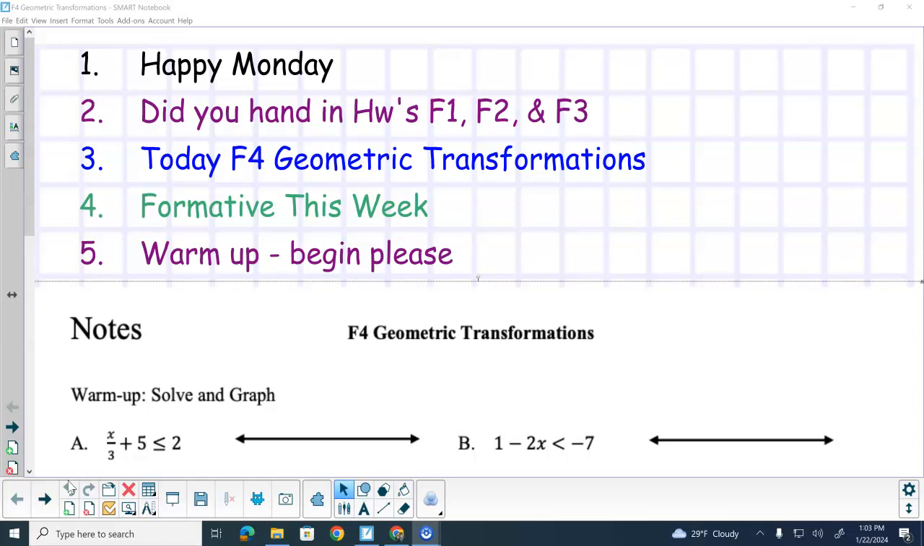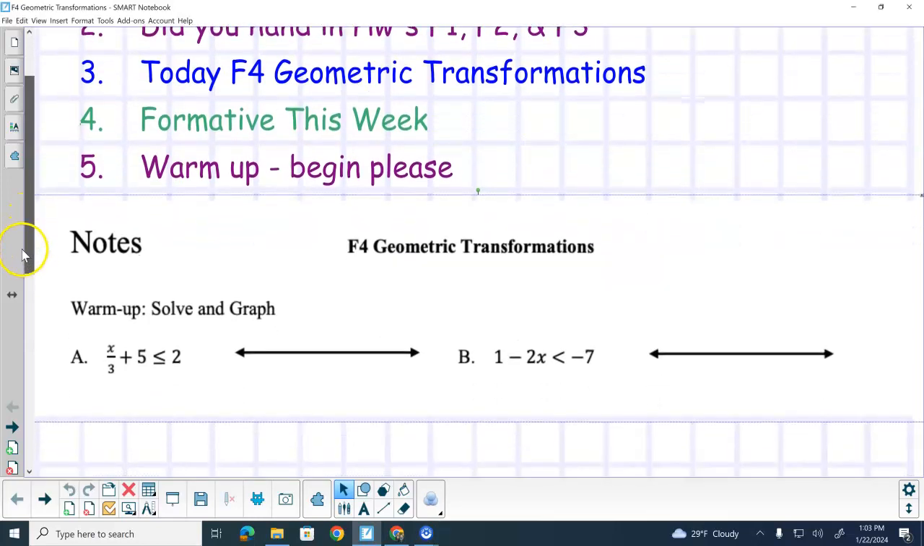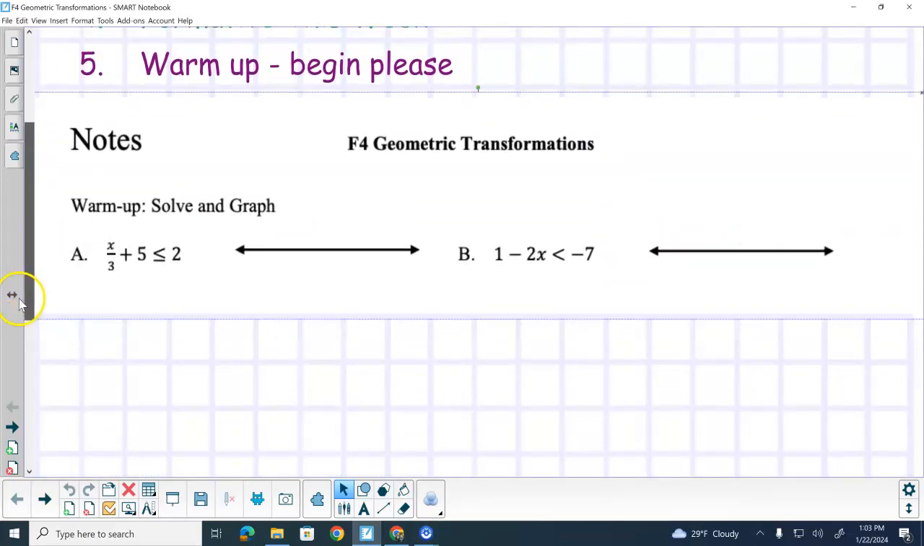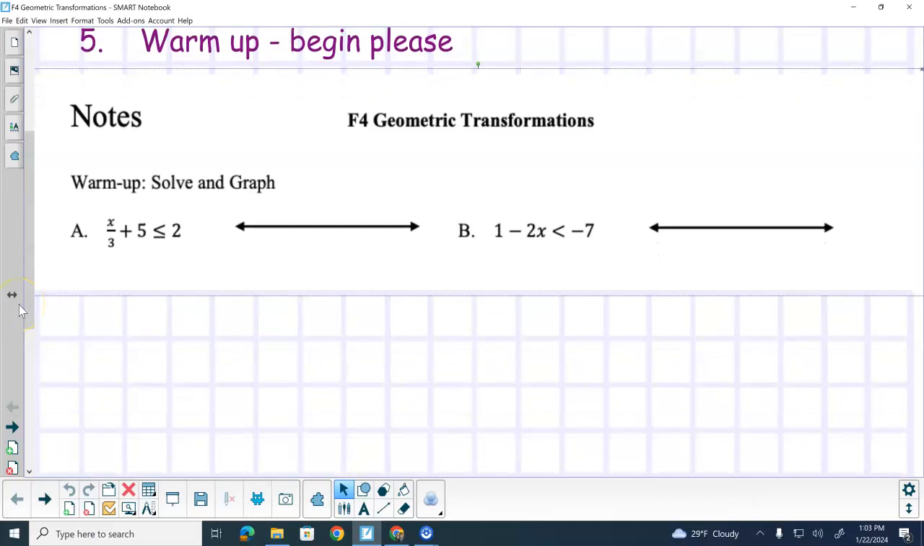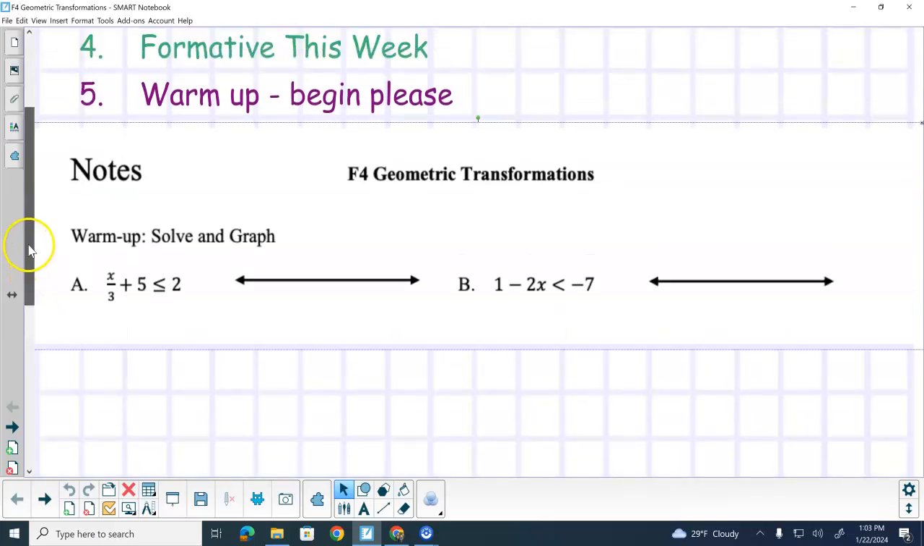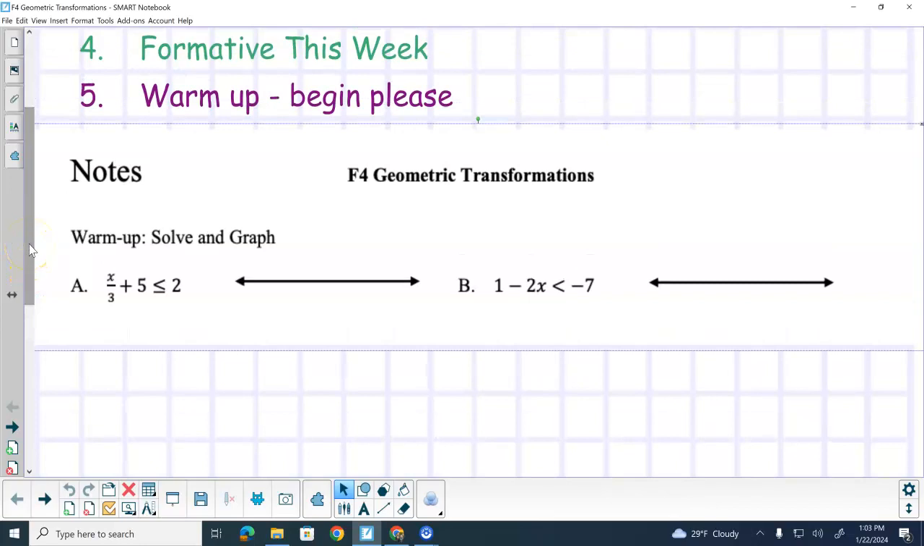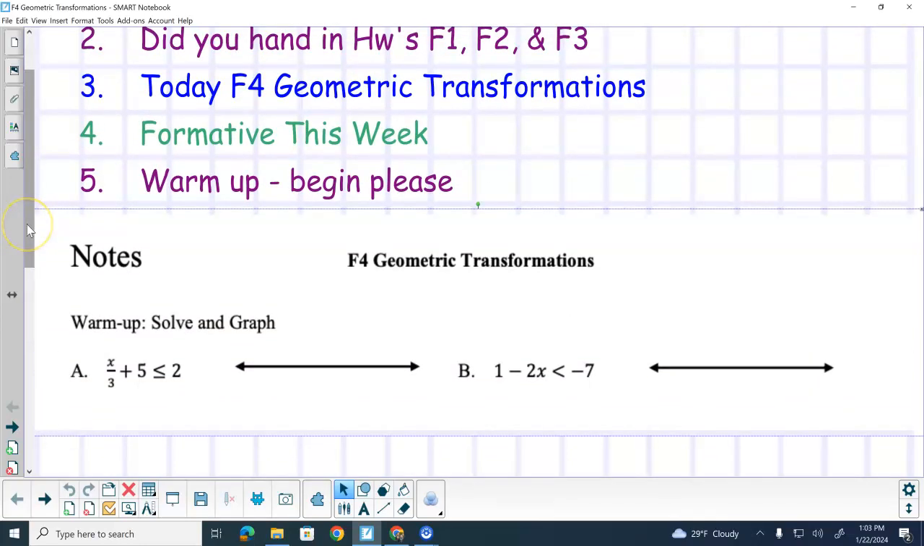Okay? So we are in your note packets today. We're on F4 today, up at the top of F4. We have some geometric transformation, that's the title of it. Some leftover stuff from last unit. Now remember that.